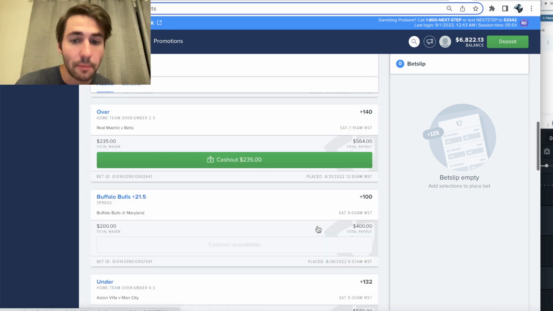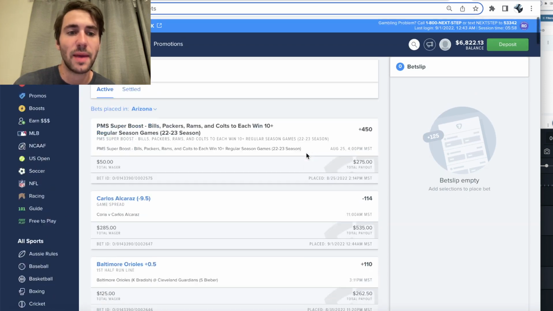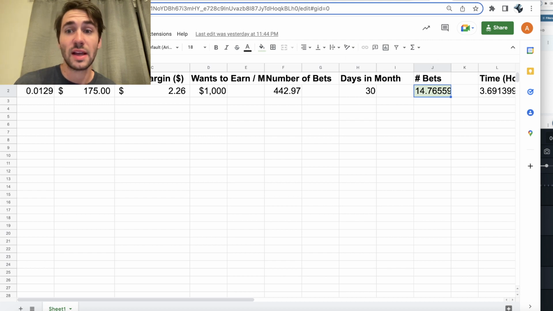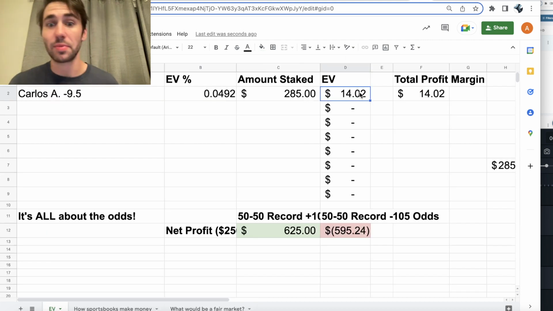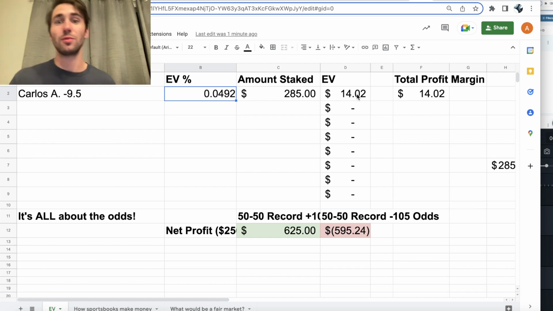And then it's just your job to place as many sharp, profitable bets as you can on a daily basis, which you can see I do every single day, because this bet has $14 in profit margin. So if we place 10 of them that all have a 4.92% profit margin, we have $140 in profit margin. And we're reducing our variance because we're placing more bets with an edge. More bets actually reduces your variance, which is quite interesting.